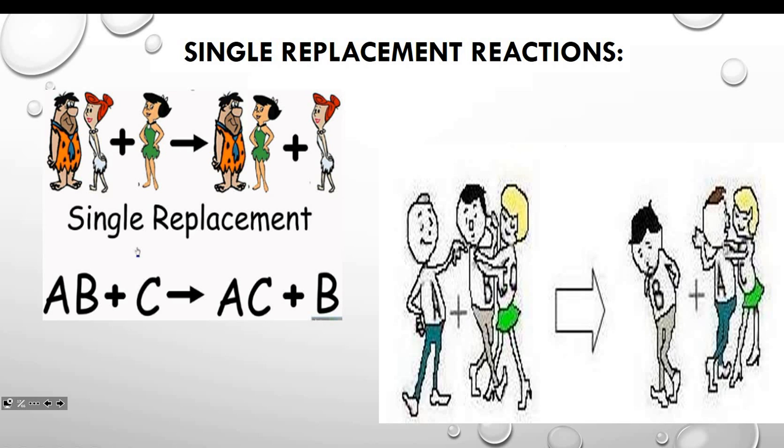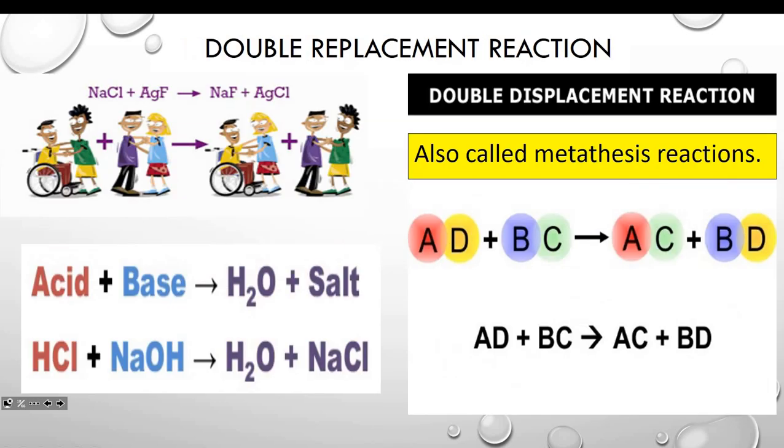Then we have single replacement. Single replacement reactions can happen with the positive ion or the negative ion. So I've shown both of them here in a dating kind of situation. We have Fred and, is it Wilma? And then, I can't remember the other girl's name. Anyway, she comes in and switches places with Wilma. Or we have the guy down at the bottom that cuts in and the other guy gets kicked out. So single replacement can replace either the positive or the negative ion.